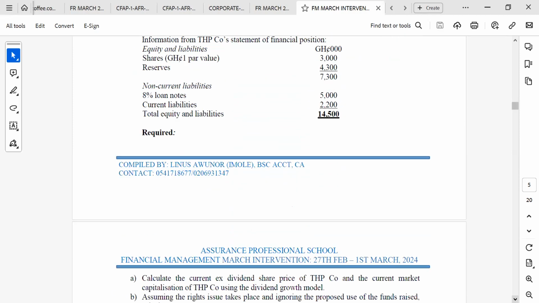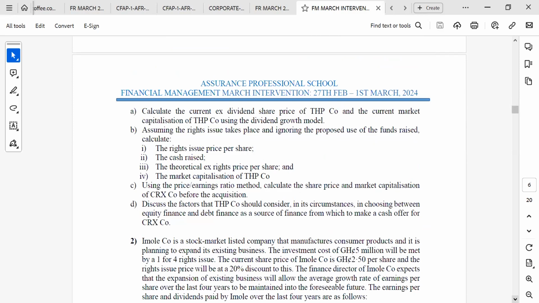Let's now look at the price earning ratio. The question will always give you the price earning ratio of a similar company that is listed, or they will give you the industry average. Use the industry average to value the shares of the company. But if the question says that a company is not listed, you have to adjust the figure that you have gotten using the price earning ratio by 80%.